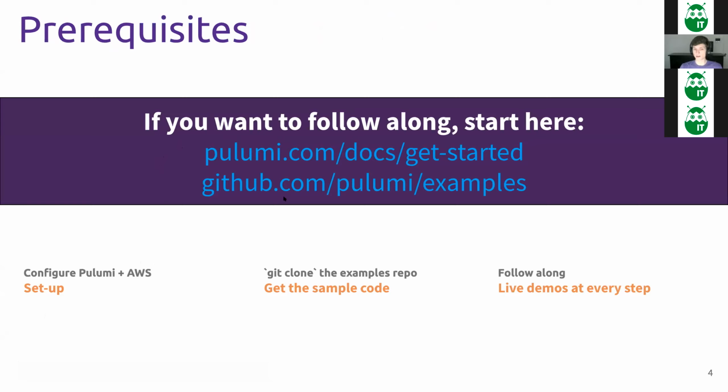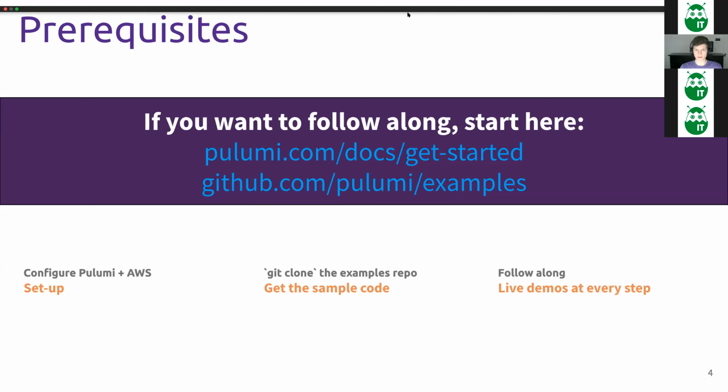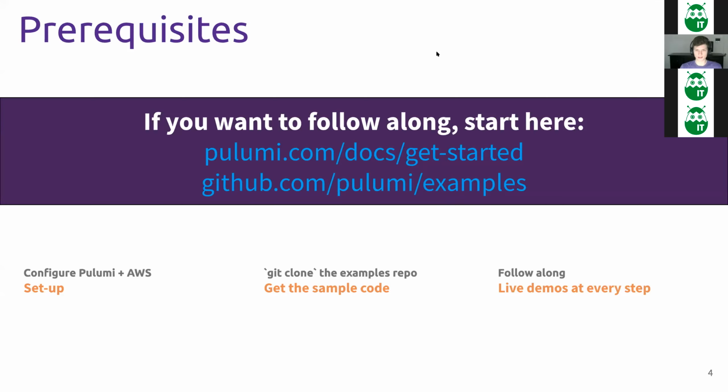Then all of the content that we'll be covering tonight is from the Pulumi examples repo. So if you want to clone this repo into your Go path, you can follow along, run the examples as we go. And there will be live demos at almost every step. I'll leave this here for just a moment in case anyone wants to enter those URLs in their browser real quick. And also if you Google Pulumi getting started, or if you just search for Pulumi examples GitHub, you will find this content on there.